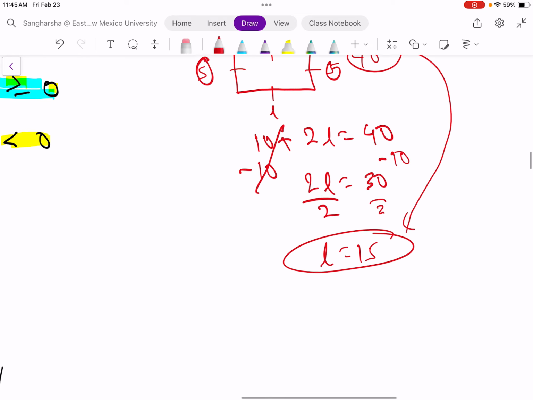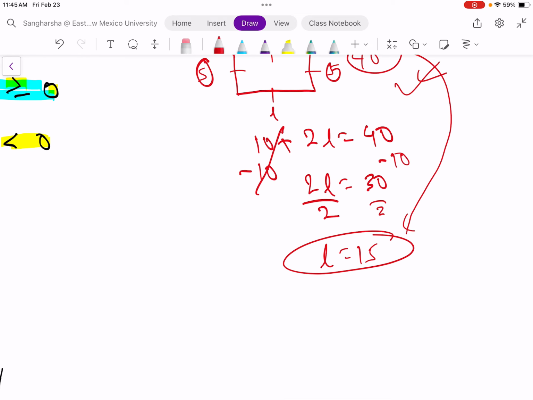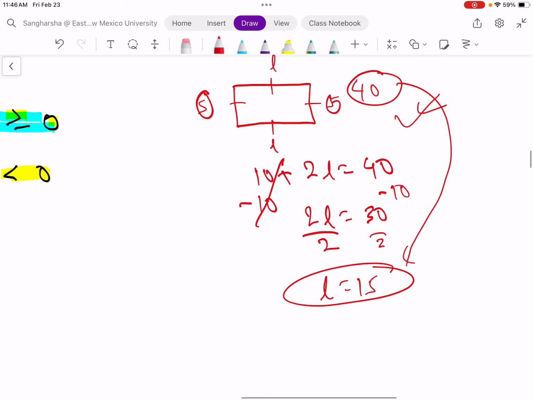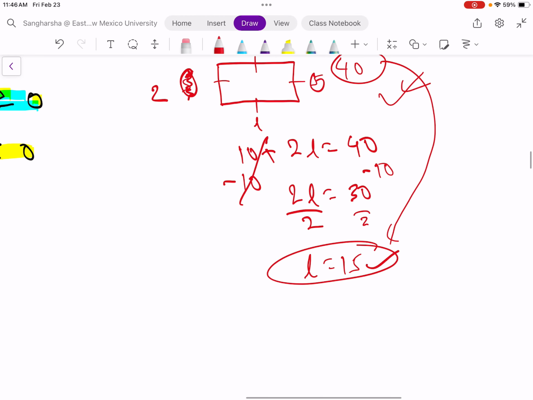Now with the same perimeter 40, do we get a different length? What if your width is different? If it's not 5, if it's 2, do we get the same length or a different length? We get a different length. So this is not a function.